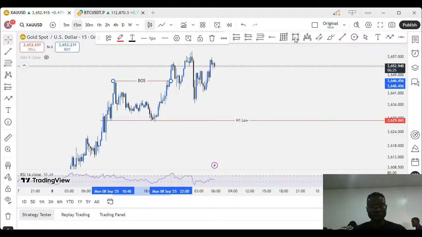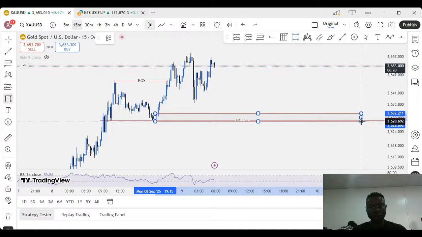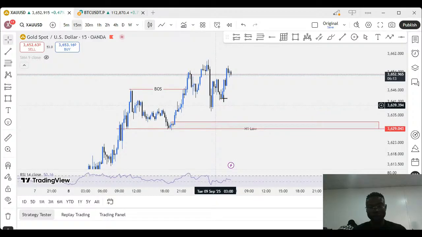And me, I will be looking at this place as a very valid zone for the market to come and retest before pushing back up. So currently, my focus is still on what? Buying on gold. I'm still buying on gold. But I have to see the market come down to this place before I can enter that back.